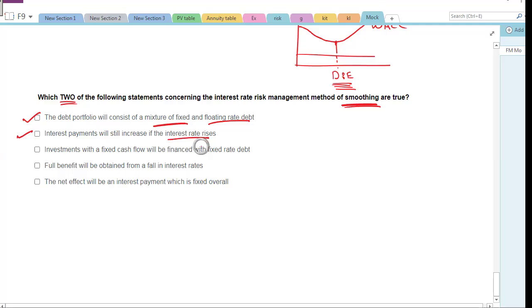Remember, we have a mixture of fixed and floating rate. So if the interest rate rises, then because of this floating rate, of course, we'll have to pay more. Okay. So because of the fixed loan, we can say that it will be minimized, but it will not be eliminated. So we'll say it reduces the change in interest rate, but does not eliminate it.